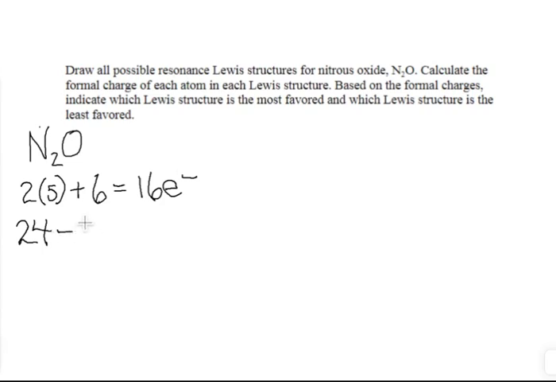Needs minus owns. Owns is the number of valence electrons. So divide it by 2 because that's the number of electrons in a shared bond. And that tells us that we have 4 bonds in this structure.